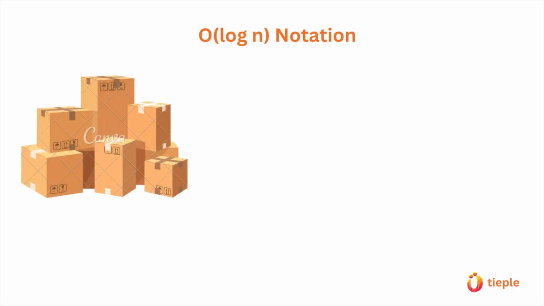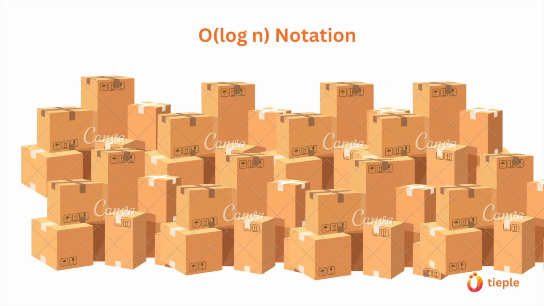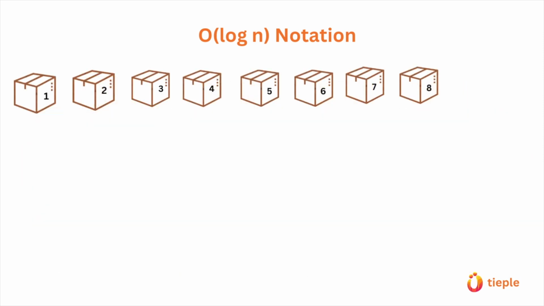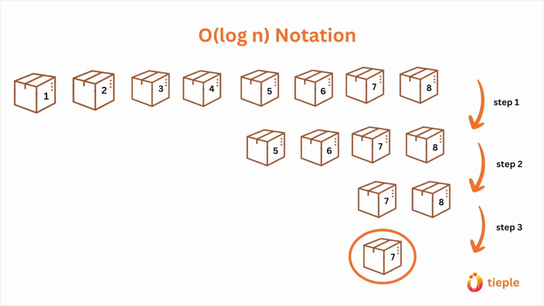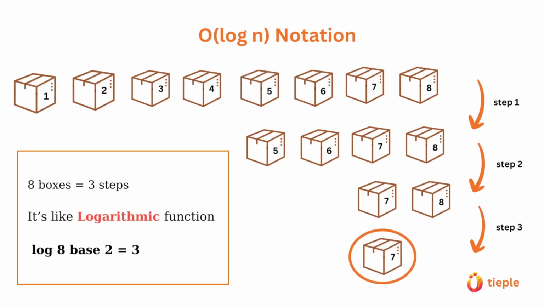Now instead of 8 boxes, imagine if you had 1000 boxes. By doing this smart trick, you quickly discard about 50% of the boxes. Now let's count the steps it took. 1, 2 and 3. So for 8 boxes, it took 3 steps.